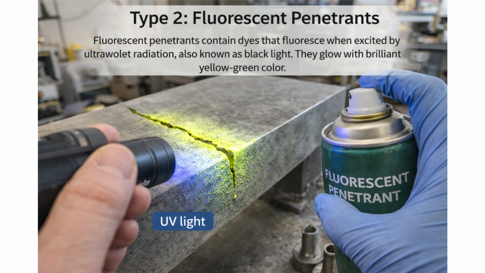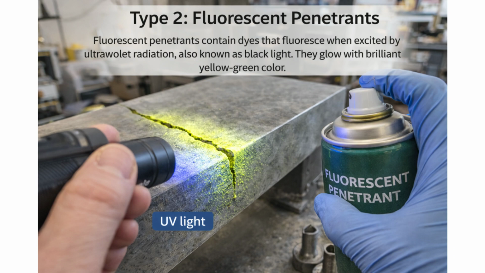Type 2. Fluorescent penetrants. Fluorescent penetrants contain dyes that fluoresce when excited by ultraviolet radiation, also known as black light. When you shine a UV light on them in a darkened environment, they glow with brilliant yellow-green color. This material is more sensitive to defects since the excited dyes emit light that contrasts strongly against the dark background. Fluorescent penetrants are used for critical applications where you need to detect the smallest possible defects, such as turbine blades or aerospace components. They're more expensive but offer superior sensitivity.